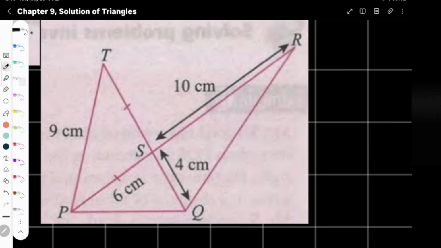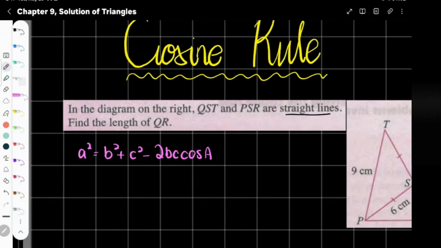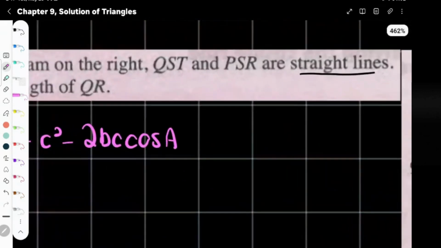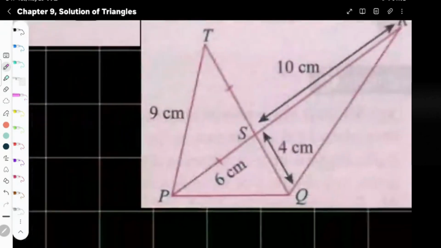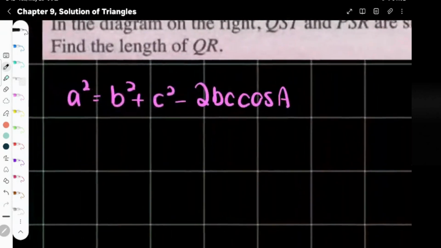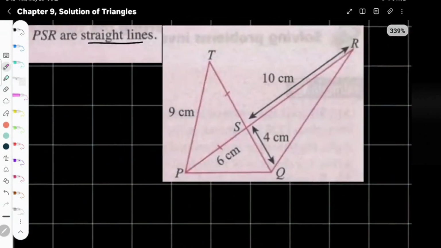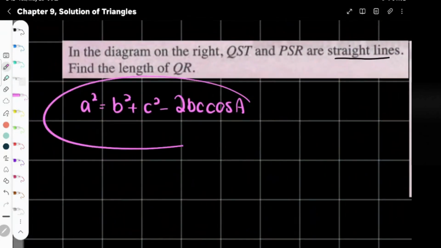So what can we do first? First of all, we can try to fill in the information. We are given this cosine rule. Cosine rule only needs one angle. Do we have an angle here? No, we do not. But what do we have? We have a lot of distances. So we can actually use this rule here. We can choose one triangle so that we can use this formula.